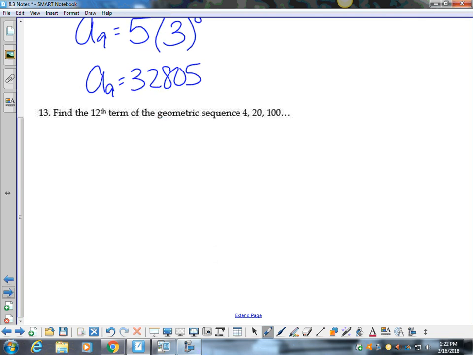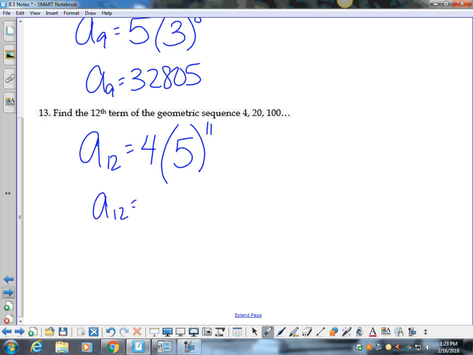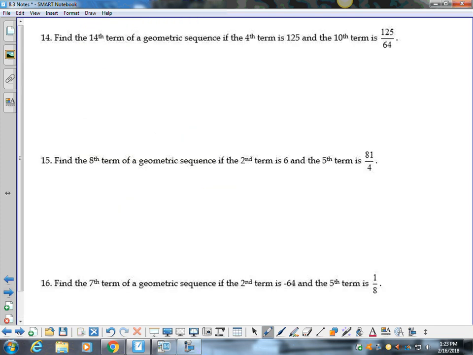Find the 12th term. First term's a 4, and looks like we're multiplying by 5. 12th term, so that would be to the 11th. Type that in. 195,312,500. Okay, so far so good.